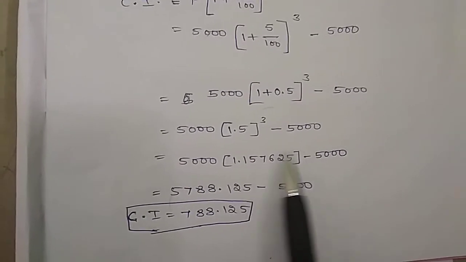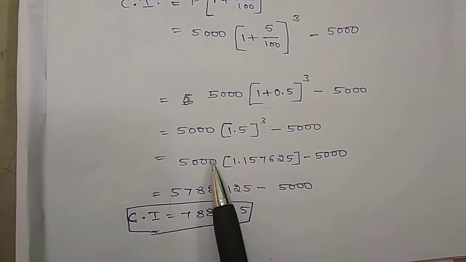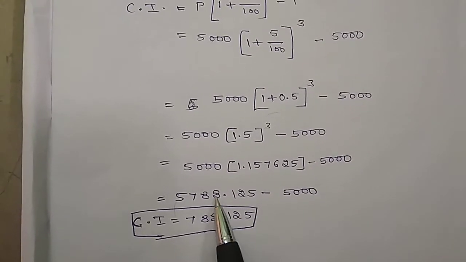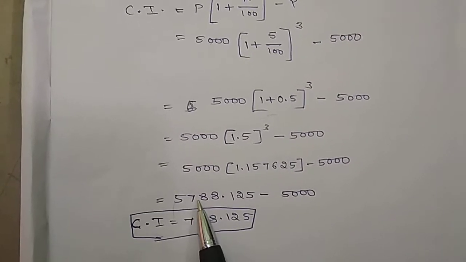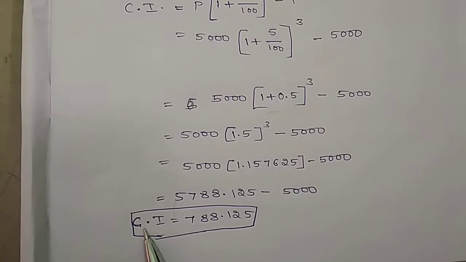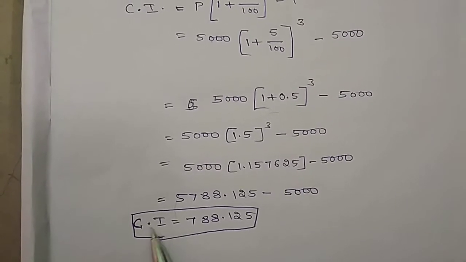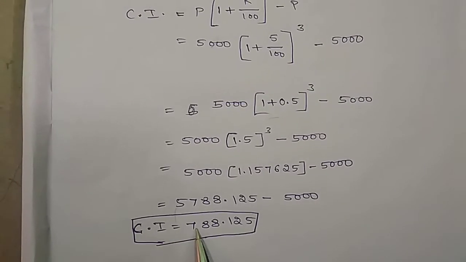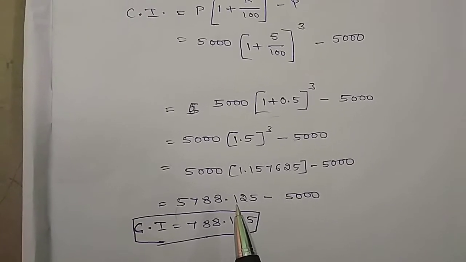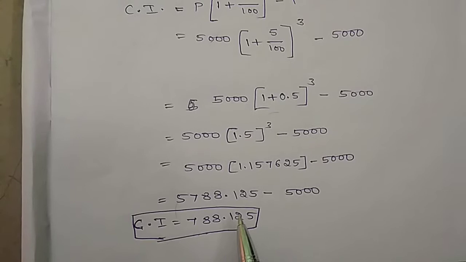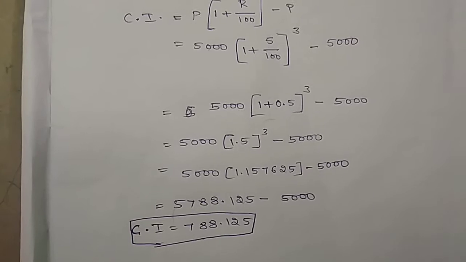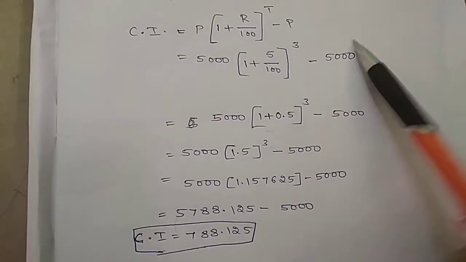Then the bracket represents multiplication here. 5,000 into 1.157625, we get the answer 5,788.125, minus 5,000. So finally we find that CI, the compound interest, is 788.125. So these are the steps to be followed to calculate the compound interest.